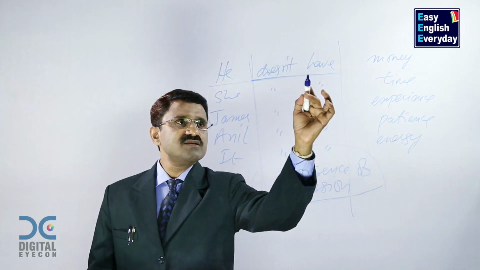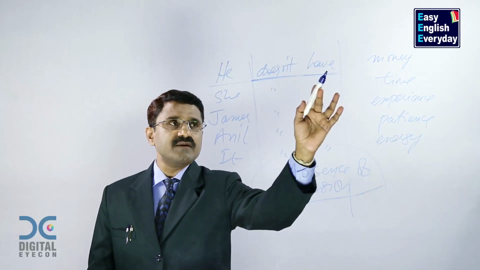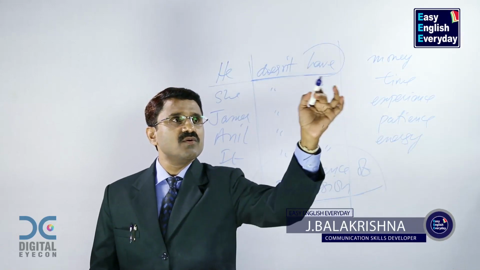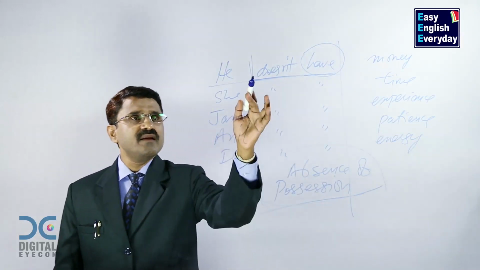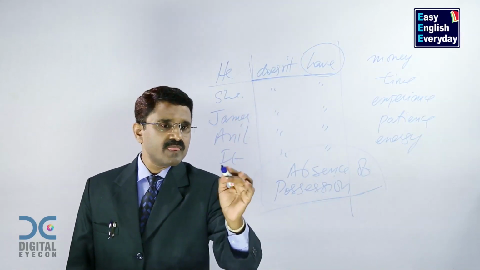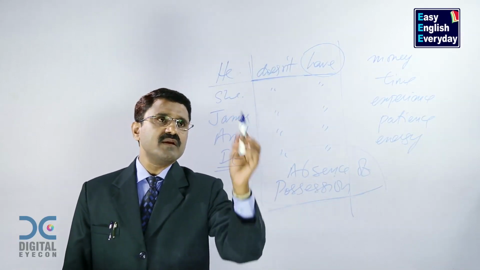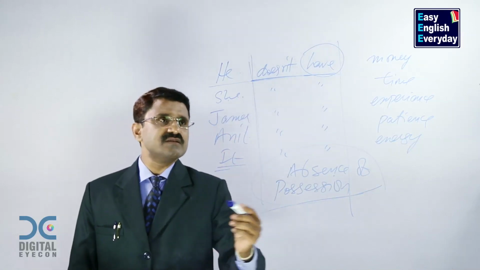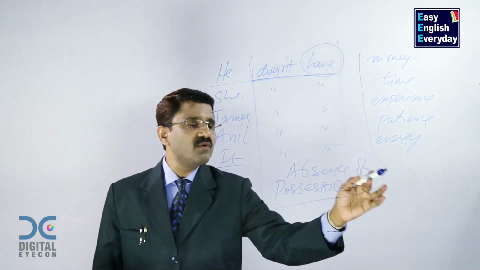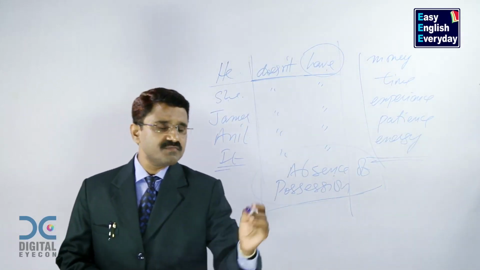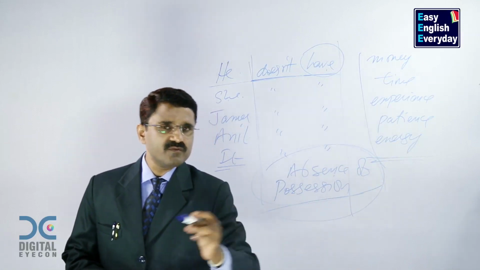Take doesn't have, only doesn't have. You should not put has or had. After doesn't, have is the only one that is allowed. And here you can keep he, she, any singular name of a living or non-living thing. He doesn't have, she doesn't have, Anil doesn't have, it doesn't have. Then here you can add as many nouns as possible. These examples indicate absence of possession.